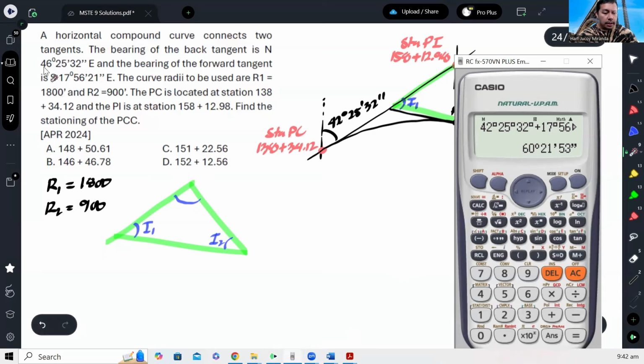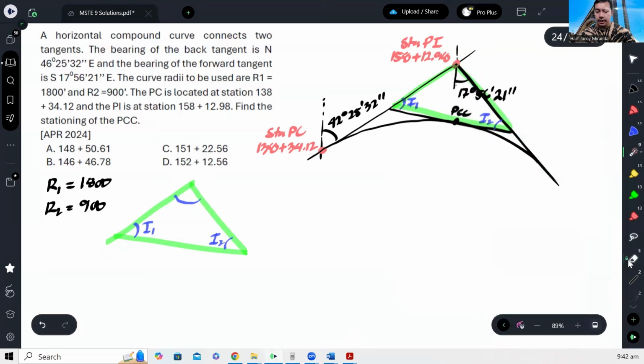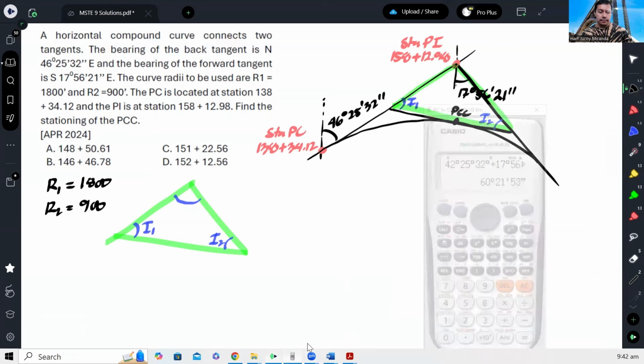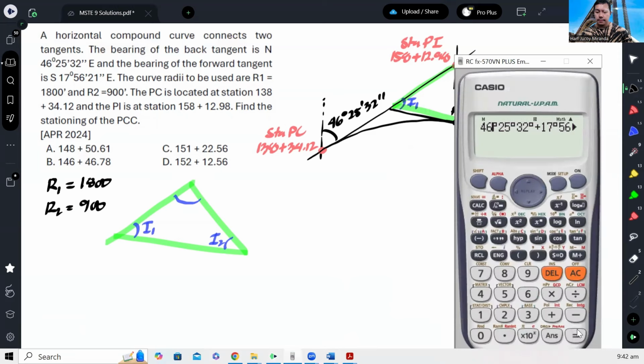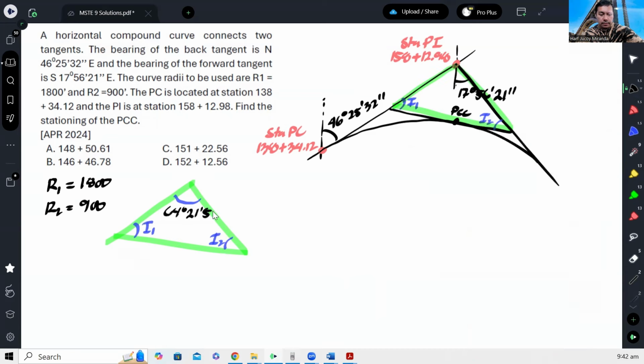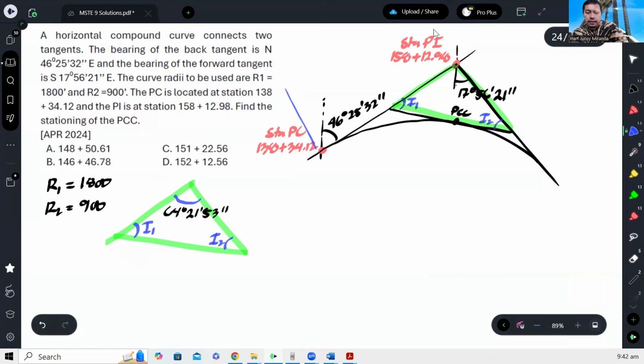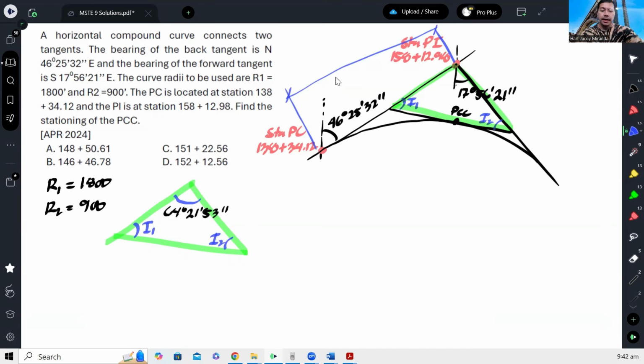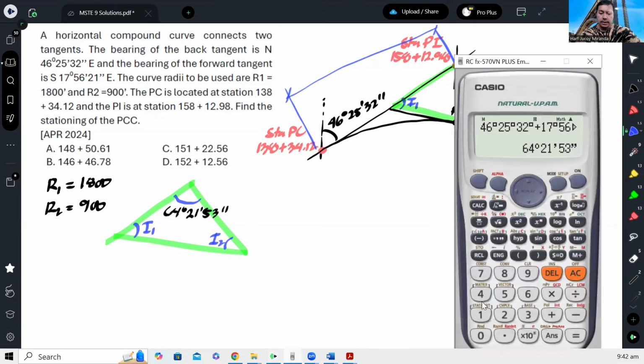Ay, sorry. Hindi pala ito 42. 46 pala, guys. Sorry. Nagulo ako. This is 46. So, 64, 21, 53. Okay? So, yan. Tapos, ano pa ba? I believe we can also define this length. Yung length na yan. Hindi ba yung length na yan ay difference lang ng station PI tsaka station sa PC? Okay? So, that is 158.